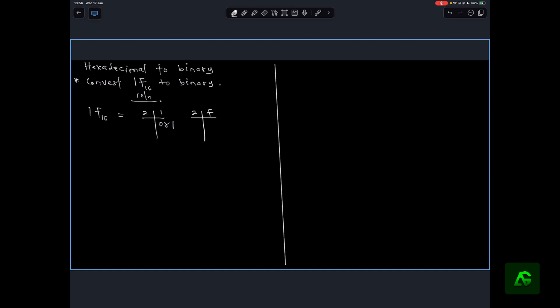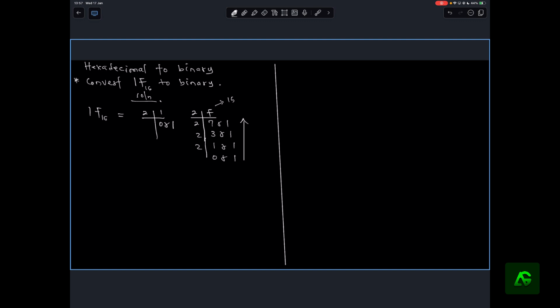So how many 2s can we see in F? You remember, what does this F stand for? 15. So 2 in 15, 7 remainder 1. 2 in 7, it is 3 remainder 1. 2 in 3, 1 remainder 1. 2 in 1 is 0 remainder 1. So our answer will be what?